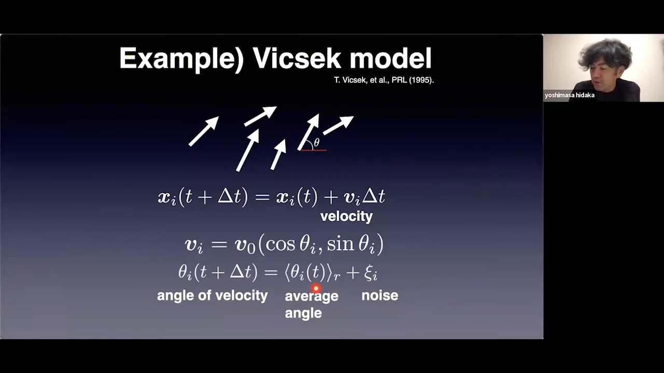So here is the interaction. R is some radius. If you focus on this particle, within some given radius, if you see other particles, the next angle is given by some average of all other angles. Which means some interaction. So if you have some particle, then this particle tends to align in the same direction.